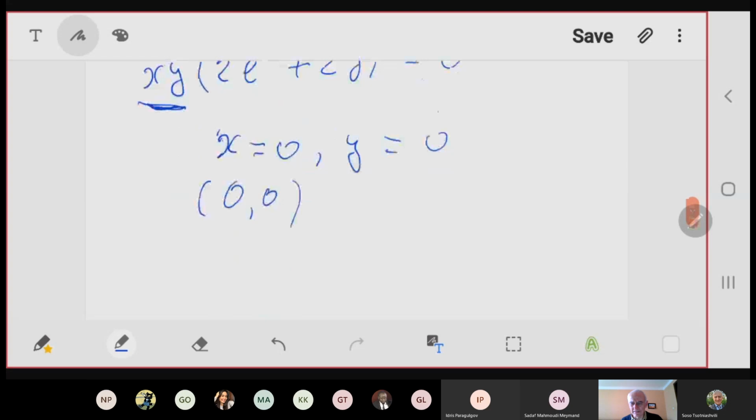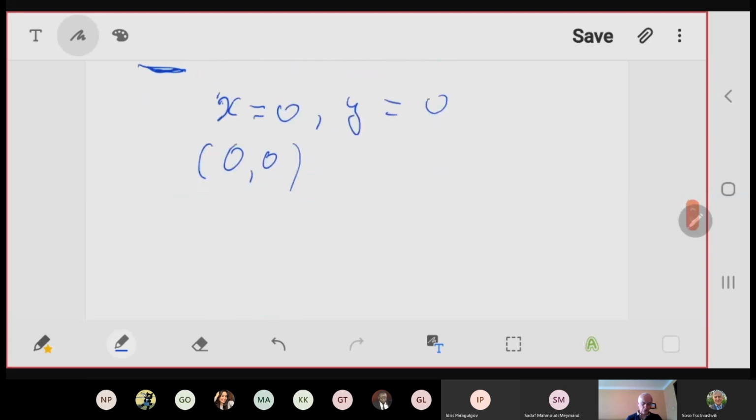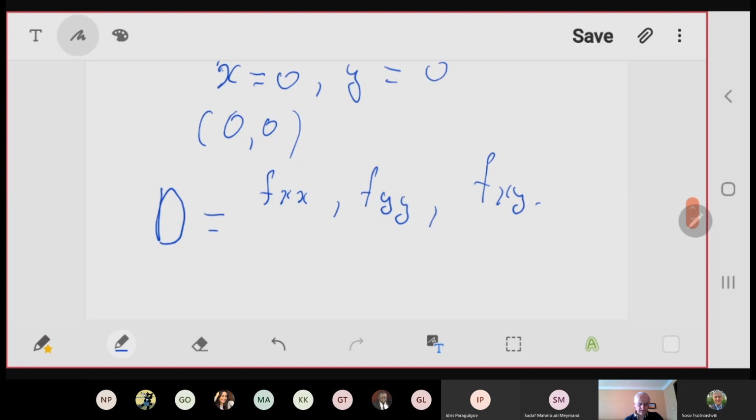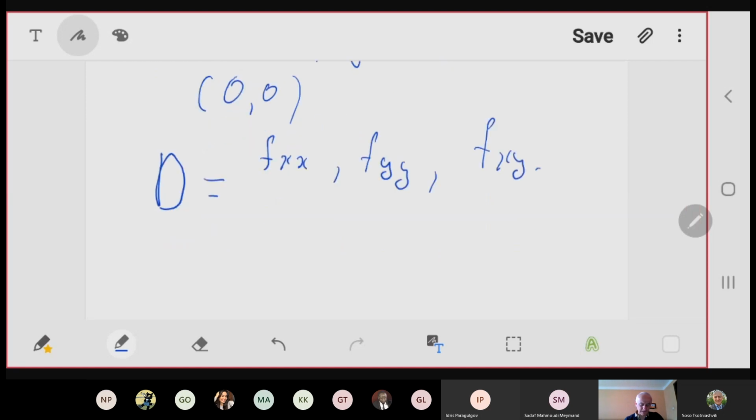Now, if we find our D, we should find fxx, we should find fyy, and we should find fxy. To prove that this test fails, it means we should get that D equals 0. So maybe it is a good idea to try it.